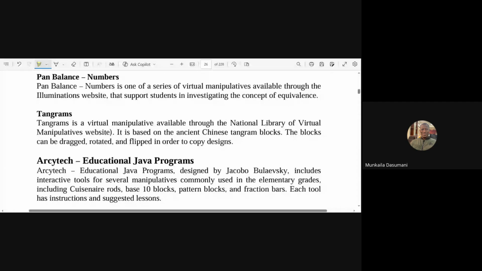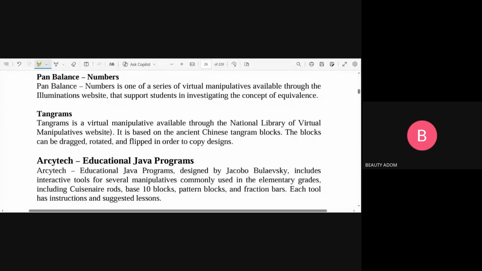Tangrams. Don't be tired. We have very few minutes to go. Those who have not spoken, okay, to mention names. So I'm reading. Okay, go ahead.